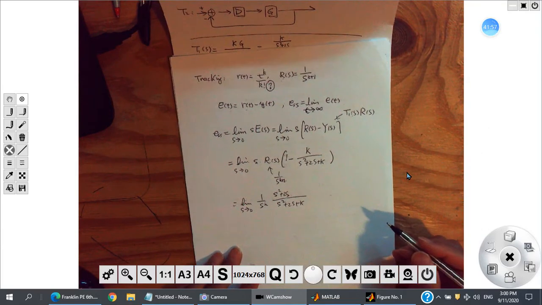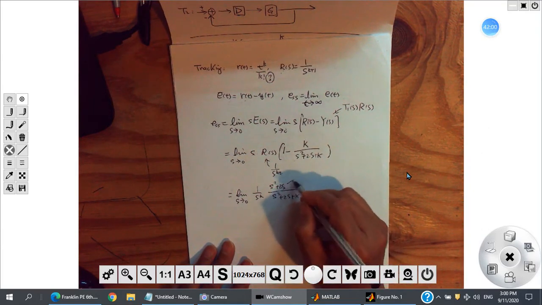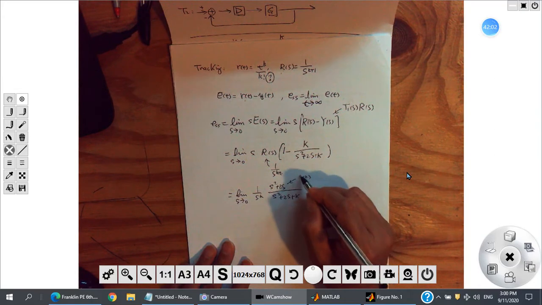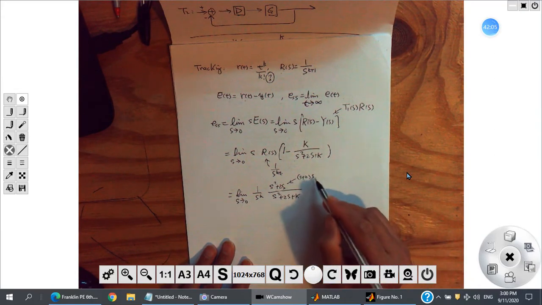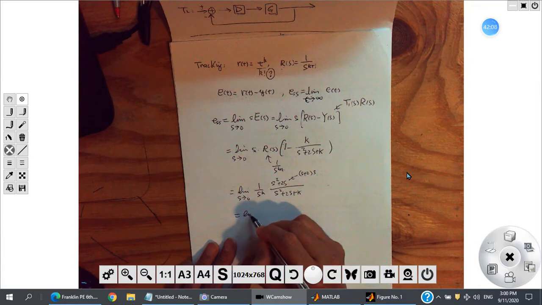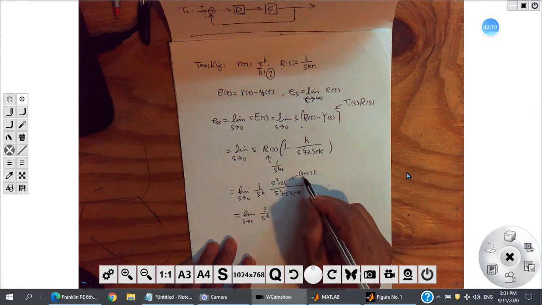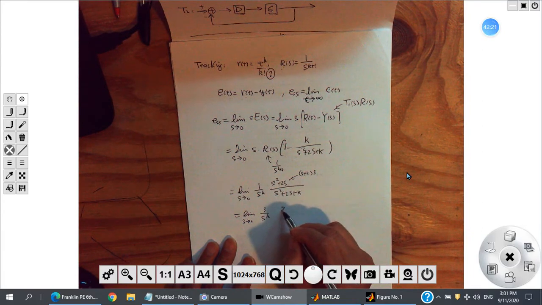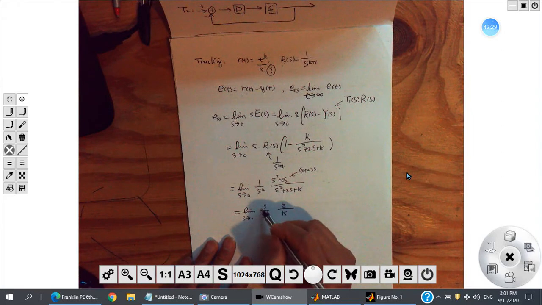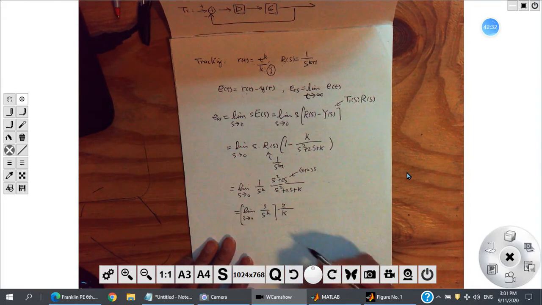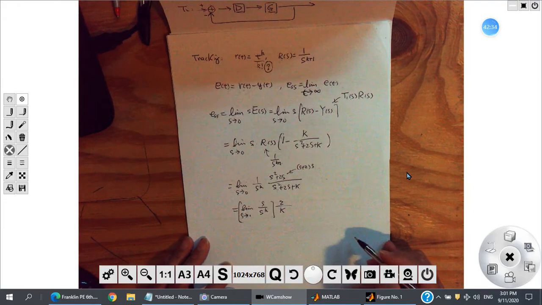Then this part I can write as S plus 2 times S. And when S tends to 0, this will be S over S to the k. Then S plus 2, as S goes to 0, is 2, and the denominator as S tends to 0 will be K. So you can write it this way, and this part determines whether the value is infinite, constant, or 0.